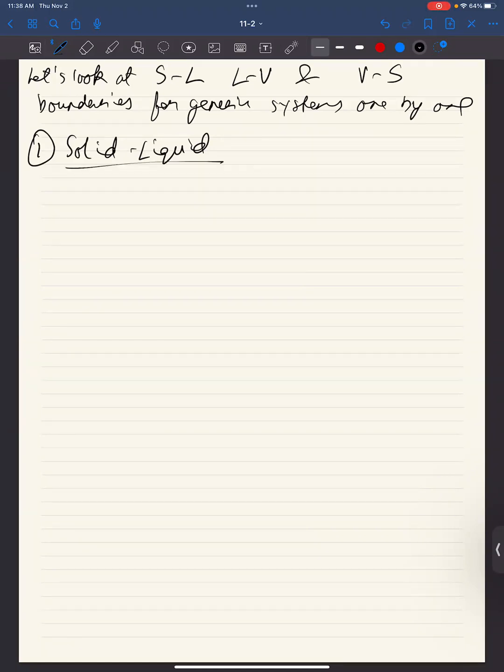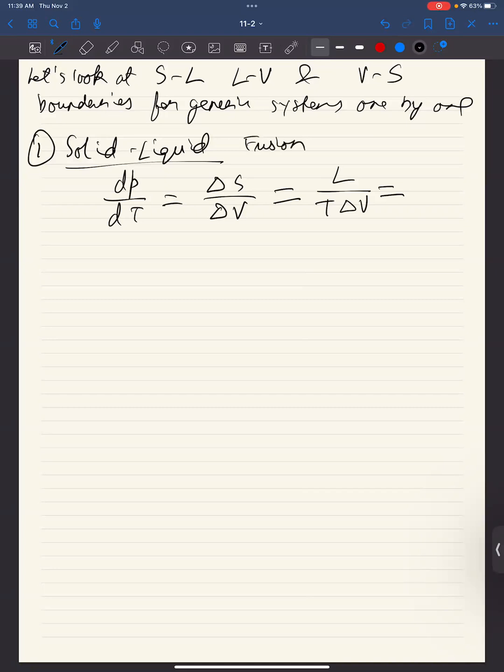So for solid-liquid, what is the Clapeyron equation? Generally speaking, dP/dT is equal to delta S by delta V. And Maria Delia said that delta S you can get from heat, so that is L by T delta V. And for solid-liquid, the change is known as fusion, right? If the process is happening at a constant pressure, that's what makes the Clapeyron equation even more useful.